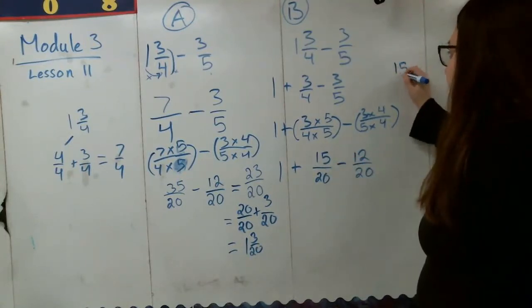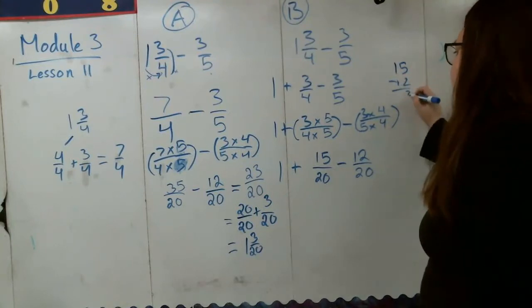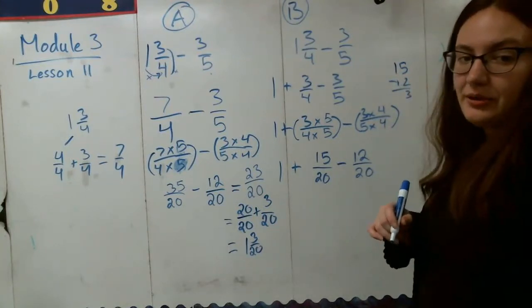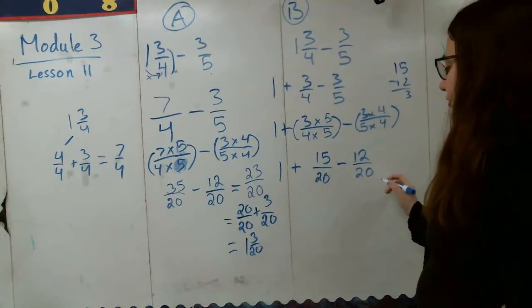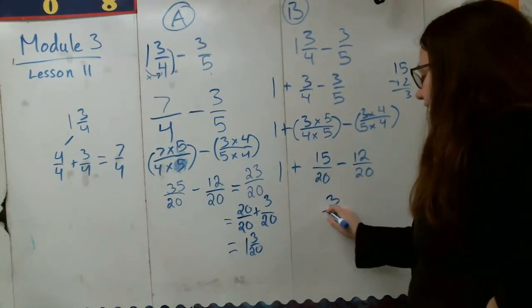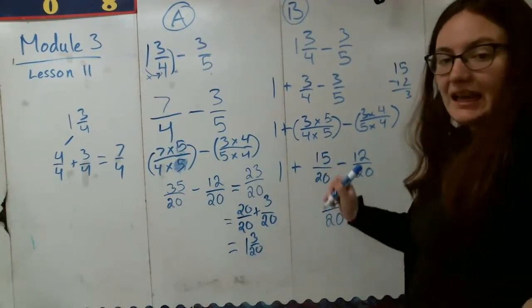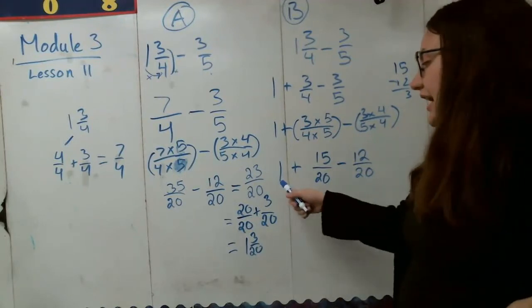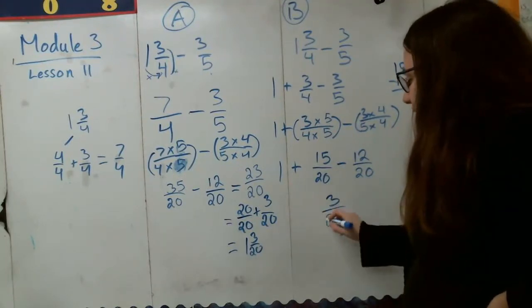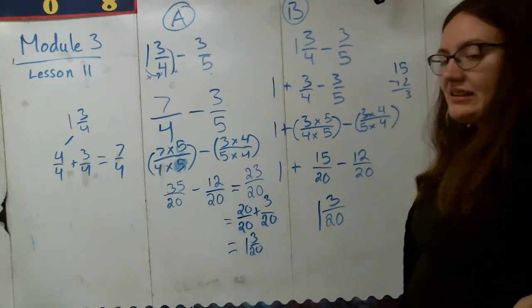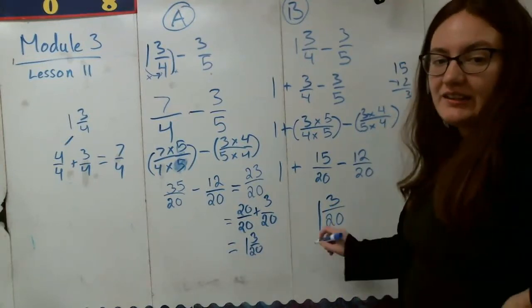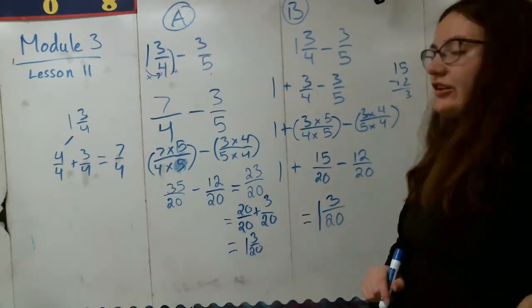Again, if you need to, go ahead and set yourself up that little standard algorithm to help you solve this problem. So 15 minus 12 gives me 3/20. That is a proper fraction, so I'm going to leave it alone. And then this 1 is just going to move down here and get added onto that. And again, my final answer is 1 and 3/20.